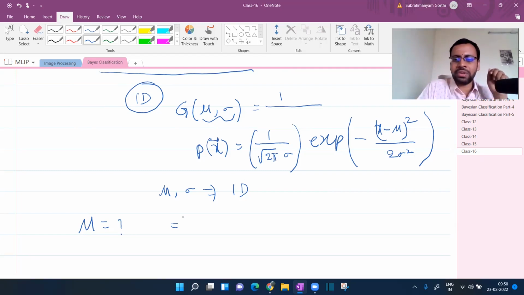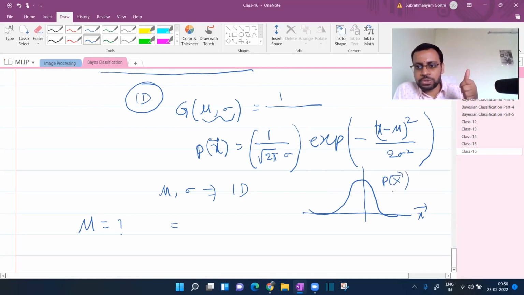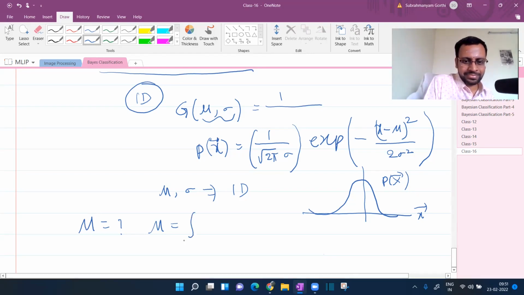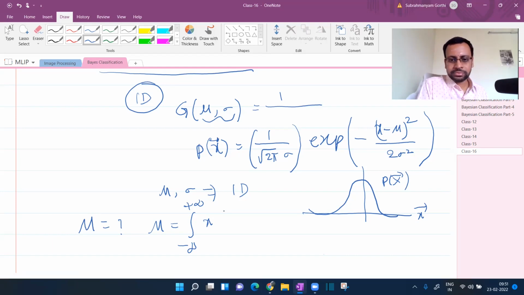I have given you a graph of P of x bar. This is my x bar, and this is my P of x bar. I told you that it follows a Gaussian distribution. Give me the values of mean and variance. How do you compute the mean? Integration from minus infinity to infinity of x, I will just write x because this is 1D, into P of x dx.